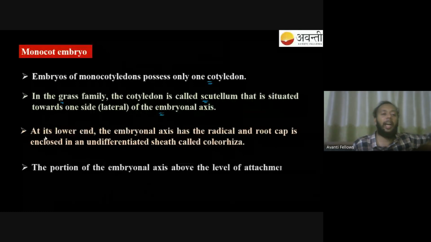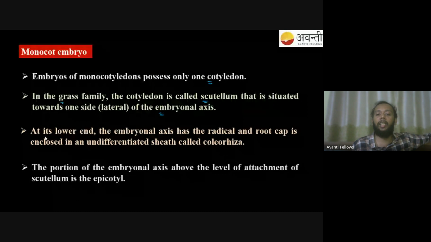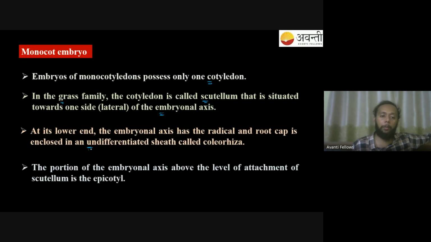Right. At the lower end, the embryonal axis has a radicle and a root cap, and is enclosed by an undifferentiated sheath called the coleorhiza. So remember, you will have a coleorhiza at the lower bottom, and the upper area will have a coleoptile.